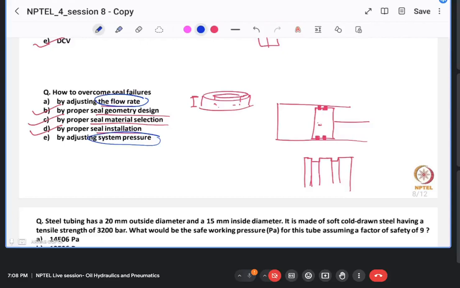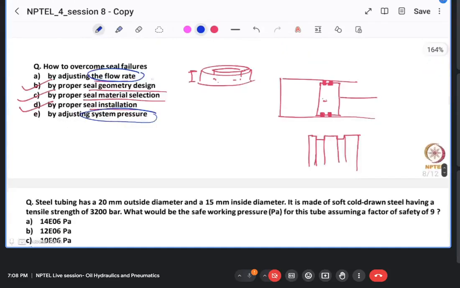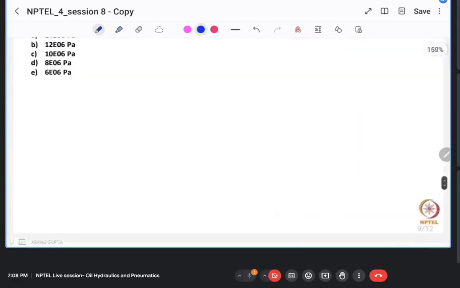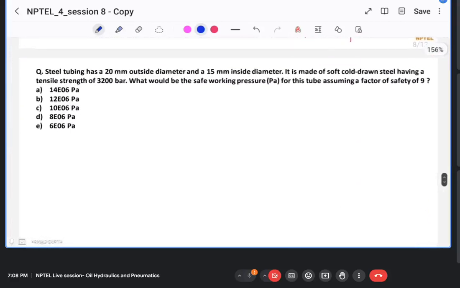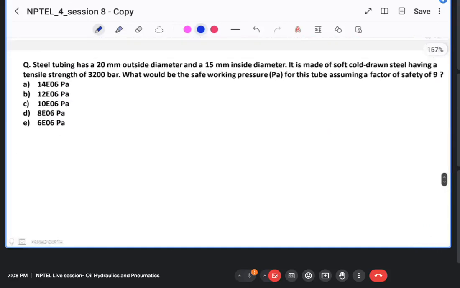Okay, so you should keep in mind these two affect the seal failure. That is correct, but they are not changed to overcome the seal failure.